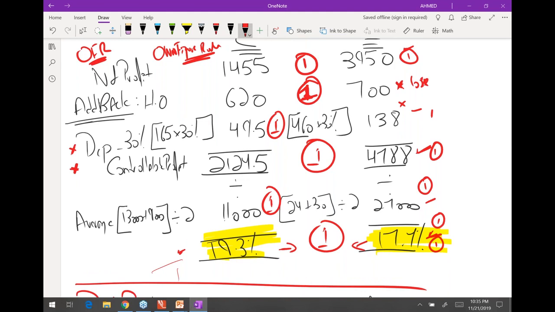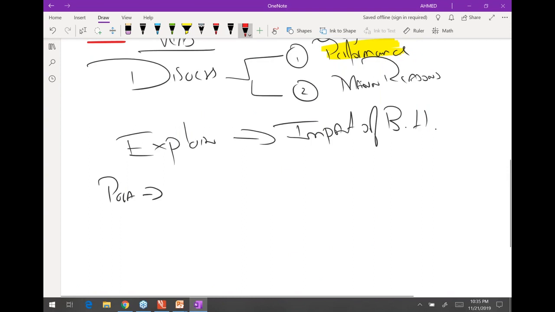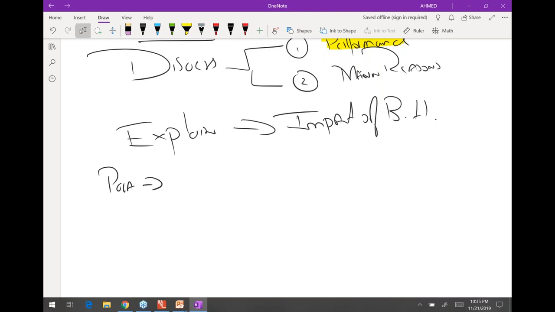You will be awarded almost 1.5 to 2 marks out of 6 for that. What you have to do? I'm just writing in bullets, but you have to write in paragraphs. Division C, ROI 19%, above target of 18%.